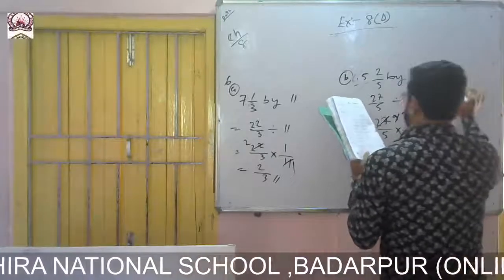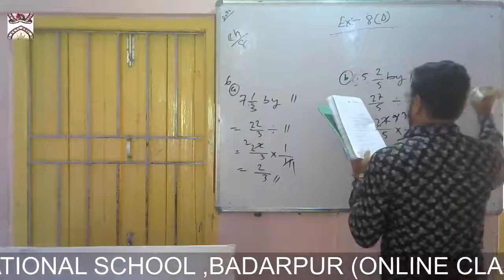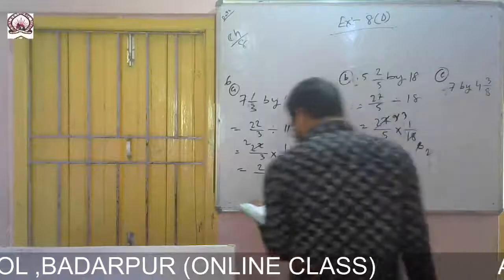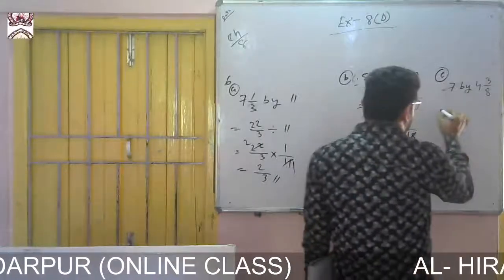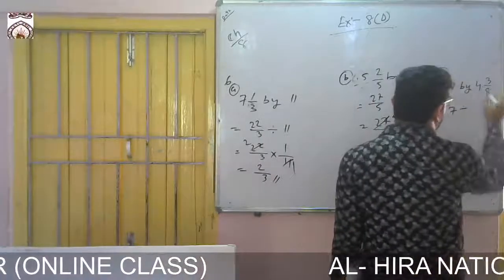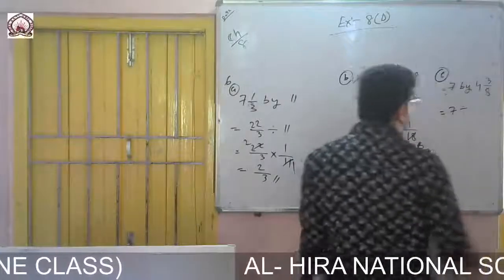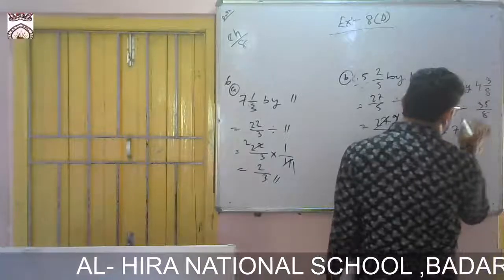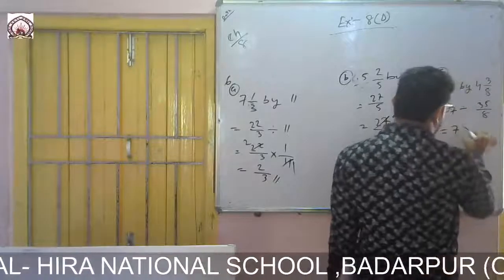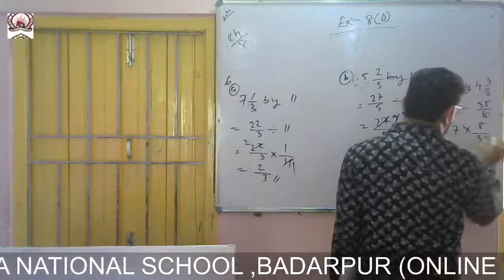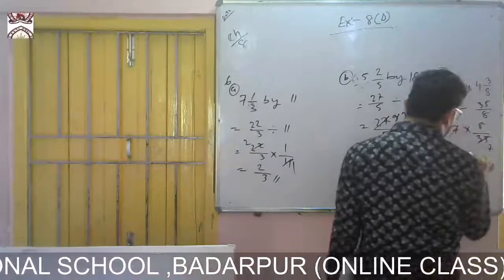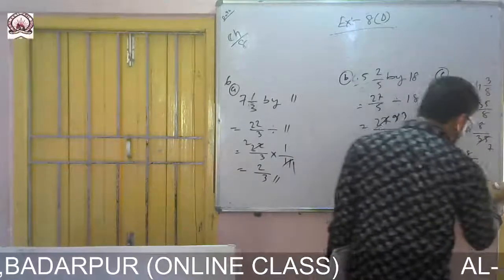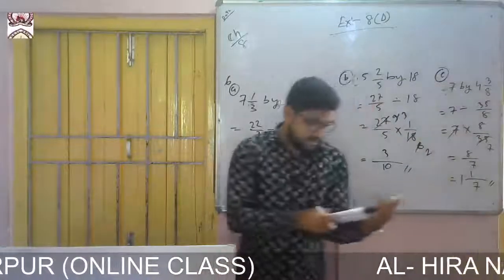7 divided by 4 3 by 8. So it is 7 divided by 4 3 by 8, that is 32 plus 3, 35 by 8. Then 7 into, it will go 8 by 35. 5 1s are 5, 5 7s are 35. So it is 8 by 7. It is improper. So 7 1s are 7 and 1. 1 by 7 is the required answer.